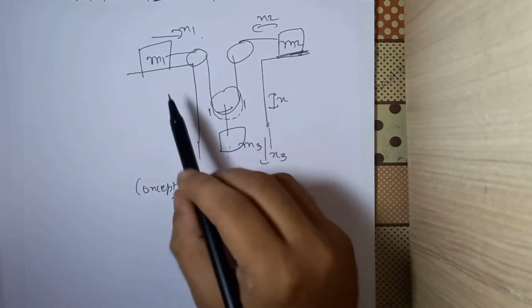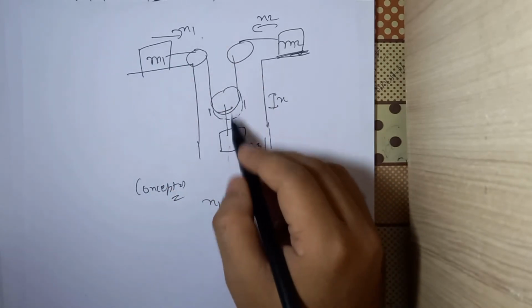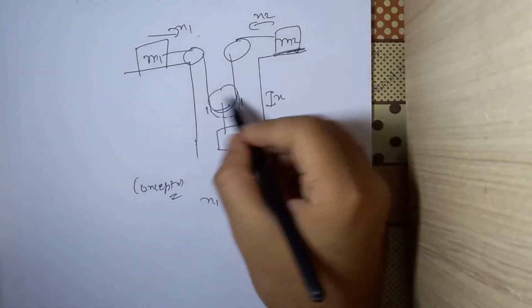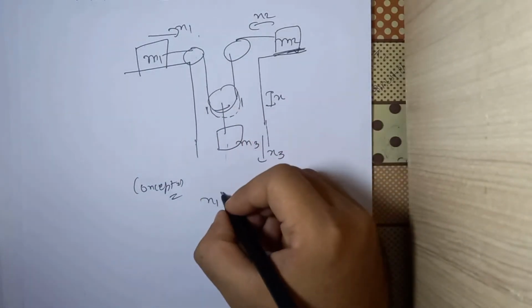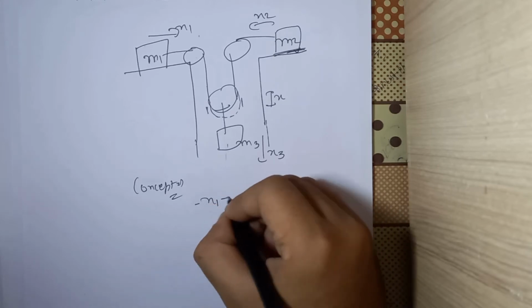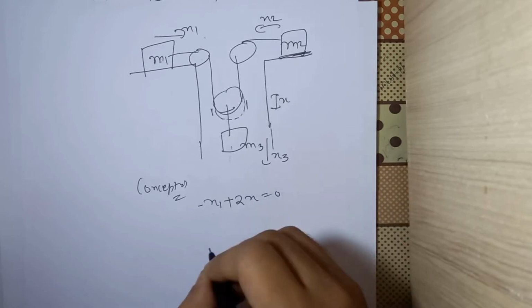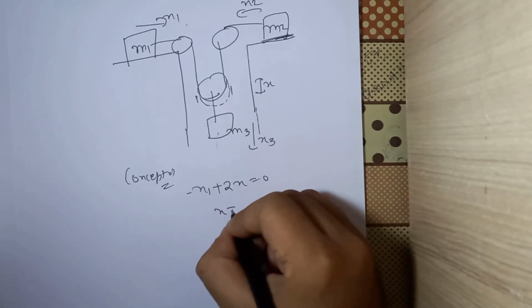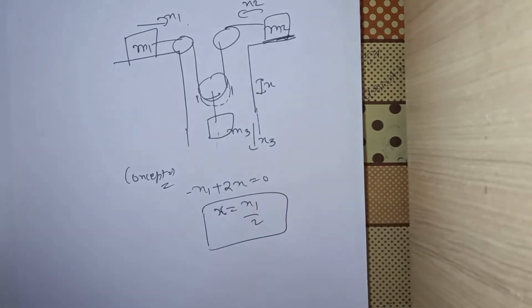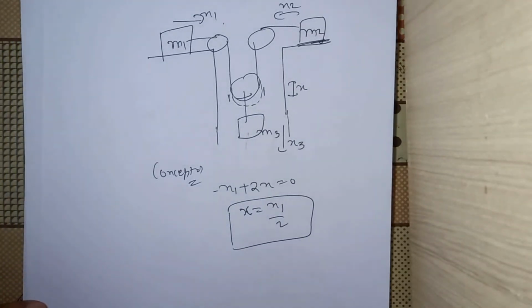So if this is moving by x1, and let's say the center of the pulley is moving by a distance x downwards, what will be the net change in length of rope because of this? It will increase by 2 times. So I can say that minus x1 plus 2x should be equal to 0. So I can directly say that x is equal to x1 by 2. I hope that you understood this concept very clearly.